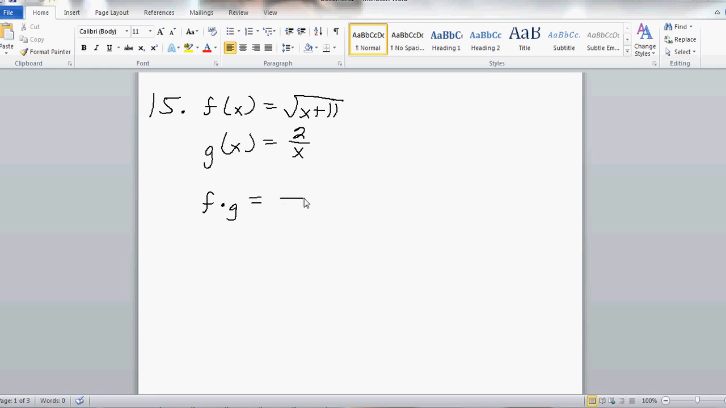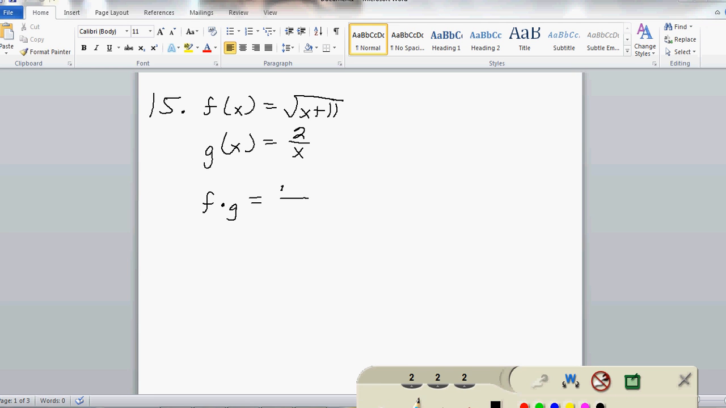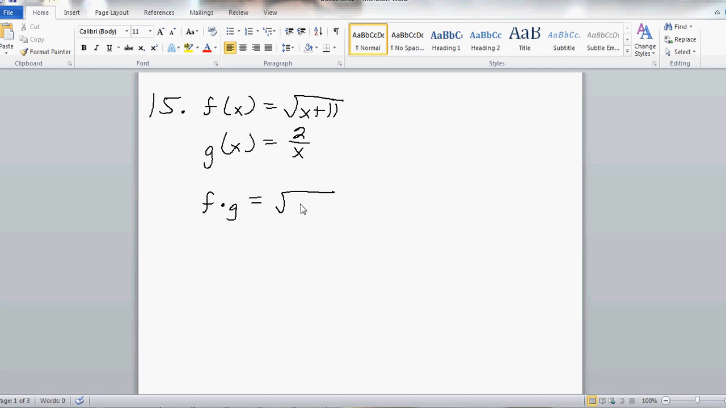So f times g will simply be f, the square root of x plus 11, times 2 over x, which is just a matter of cleaning it up just a little: 2 times the square root of x plus 11 all over x.